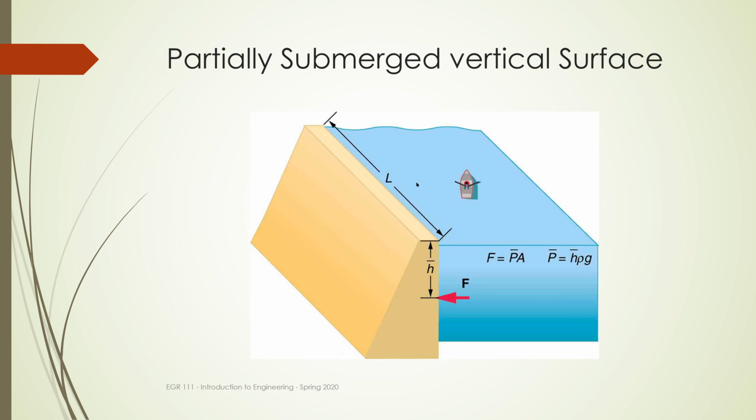Okay, so, a partially submerged vertical surface. Here's an example. Here's a dam, and here's water being held back. There are a couple of things we're going to look at. The first is this force, which is like the average pressure times area. And this is the position down where this force is actually acting. The average pressure is at some distance h down times rho, the density, times gravitational acceleration.